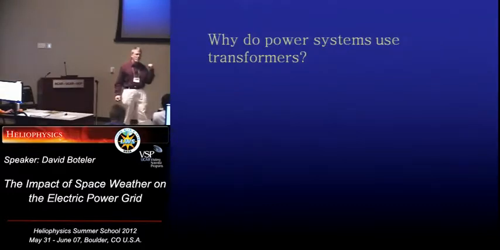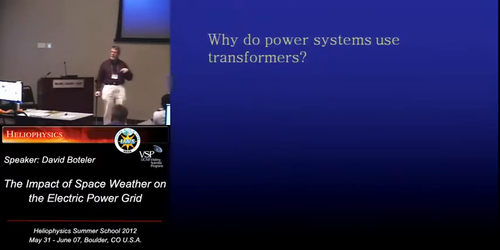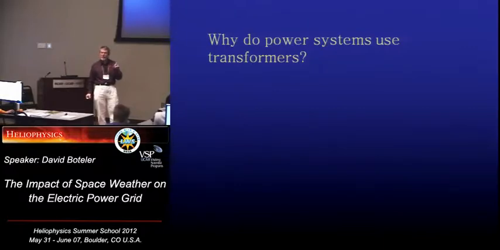So how do transformers help that? Right, so by putting up to a higher voltage, for the same amount of power, you reduce the current flow, and then the losses are the I squared R from going through the transmission line. So if you can reduce the I, then you've reduced the losses.